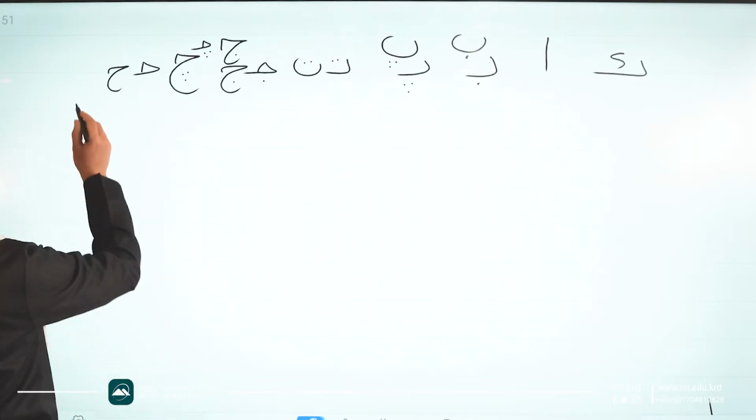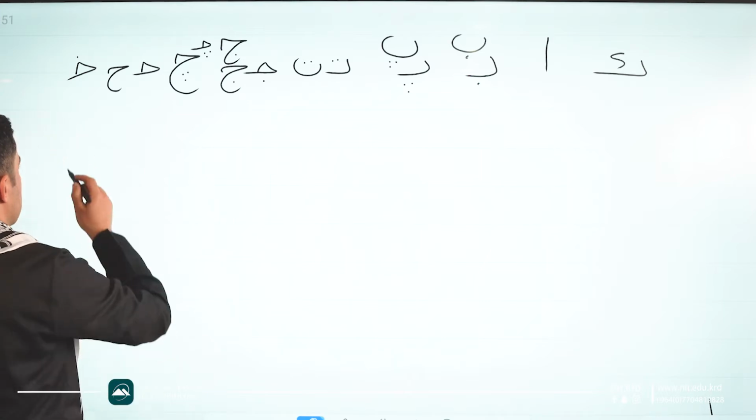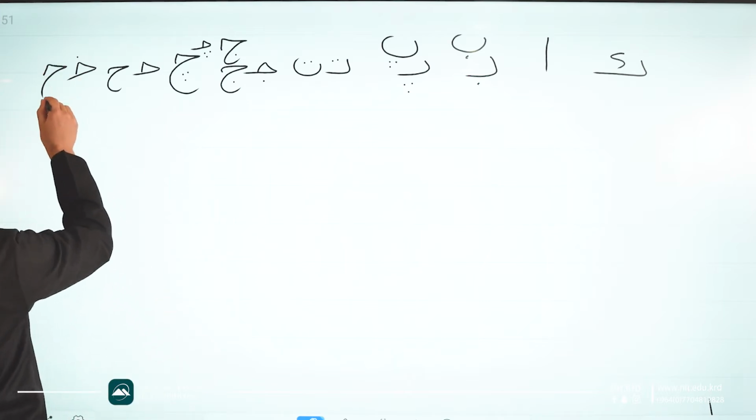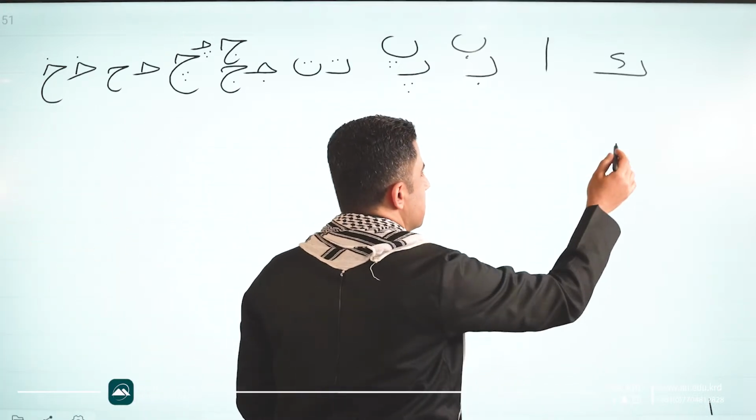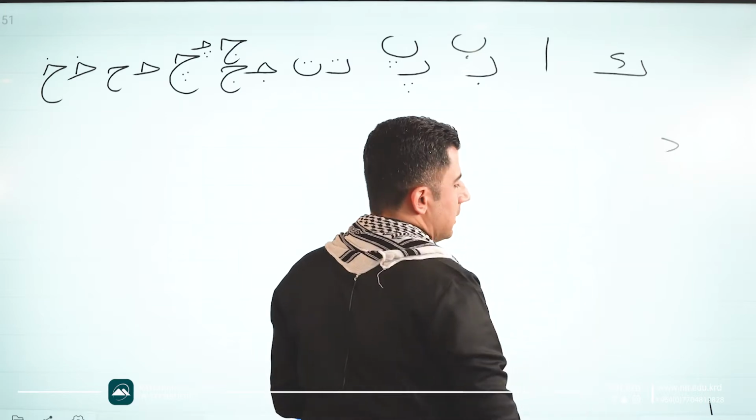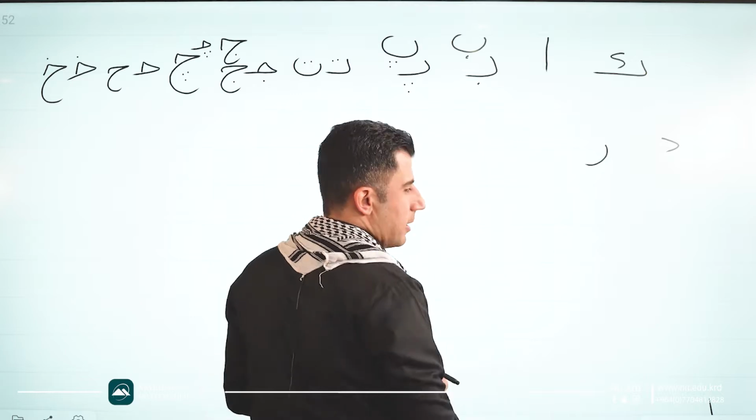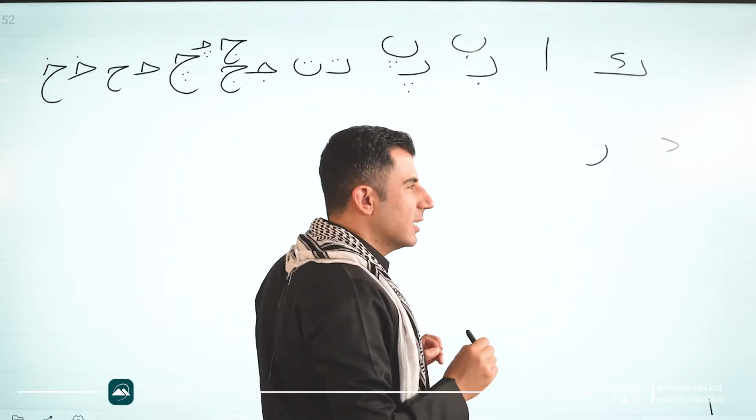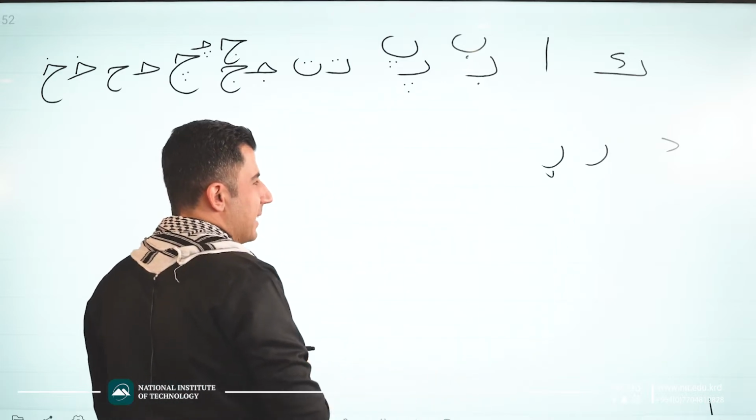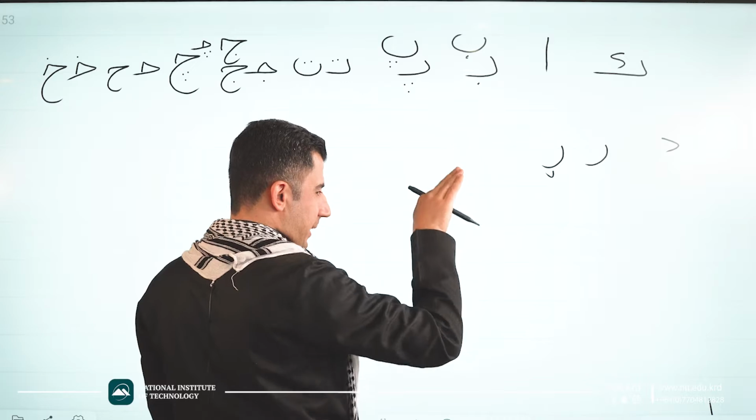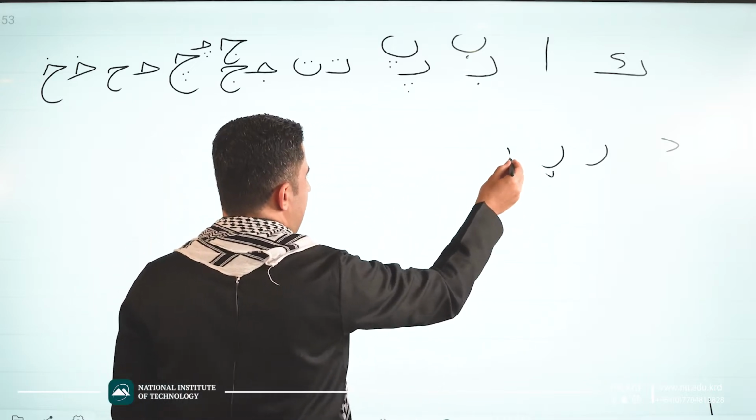After that, we have another ch. That is for the beginning of the word, but at the end, we have to write down like this. After that, we have d. D in every place is the same. After d, we have r. This is simple r. But after r, we have another r, by adding this sign under it. After r, we have z.